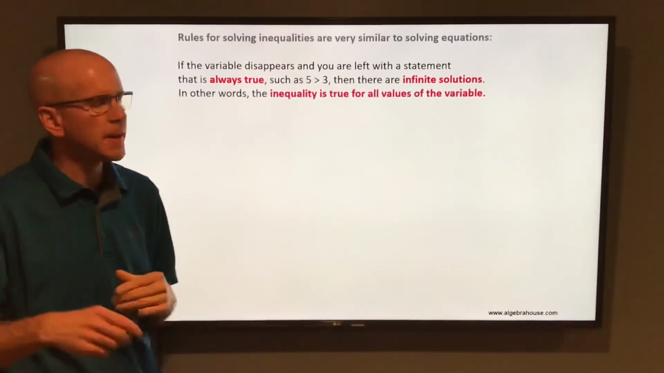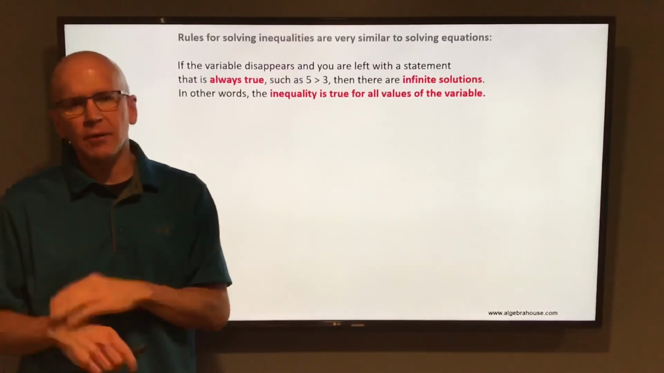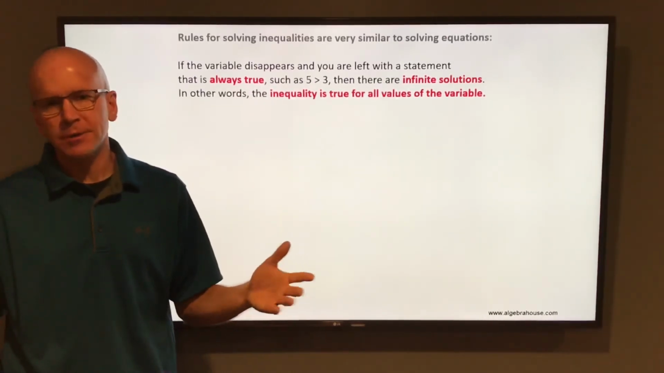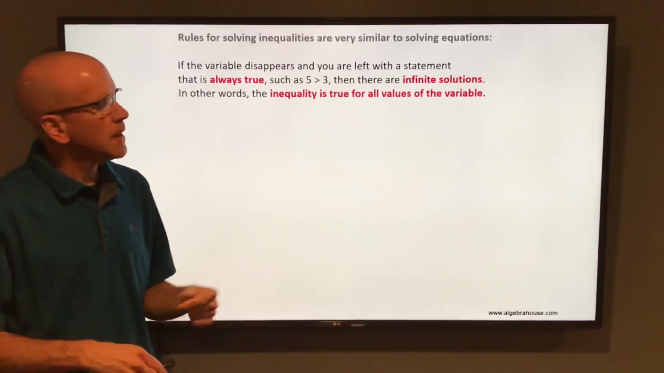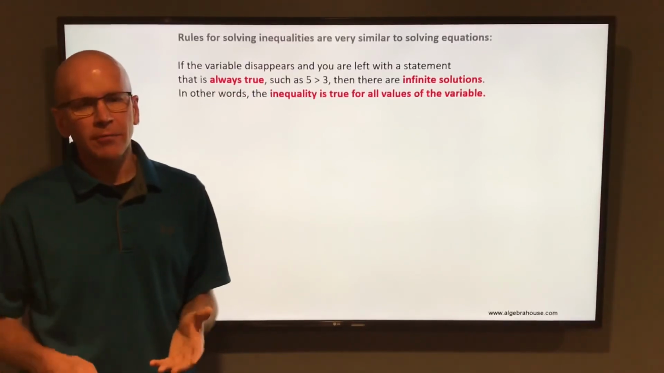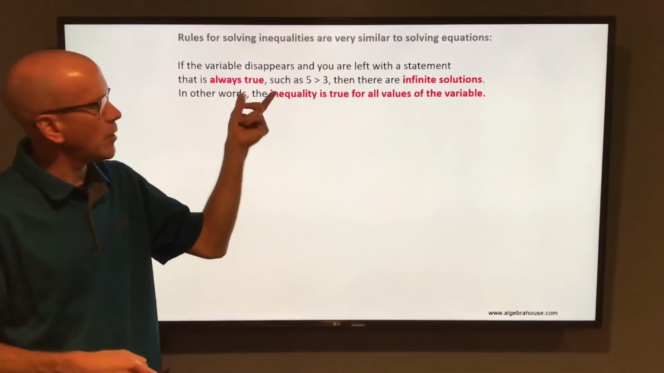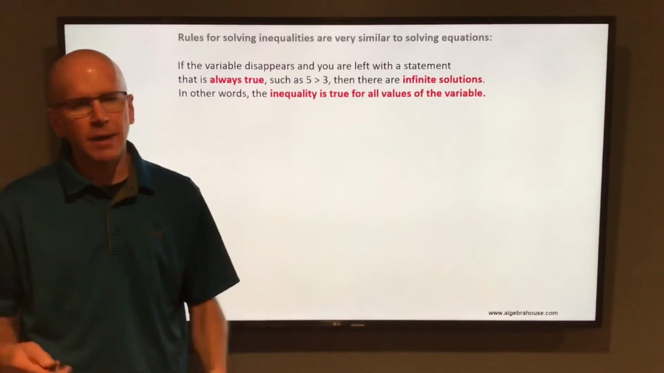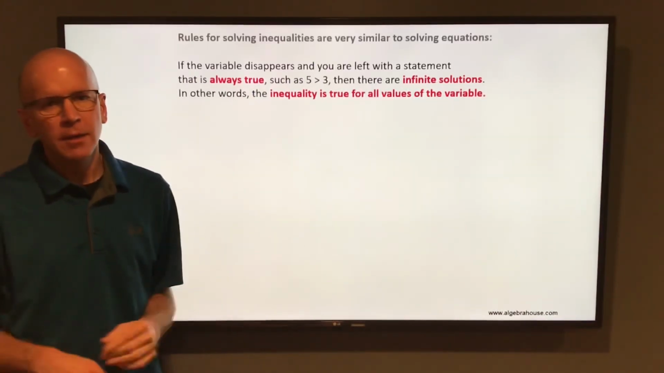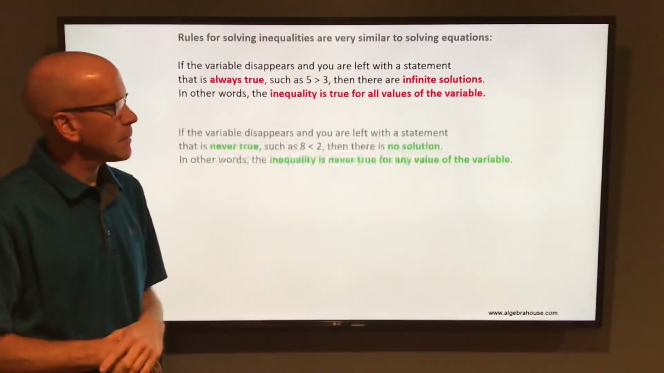So once again, you're working through the steps of solving an inequality, the variable disappears, you didn't do anything wrong. Just decide, are you left with a true statement or a false statement? If it's a true statement, there are infinite solutions. X, or the variable you're solving for, could basically be anything.